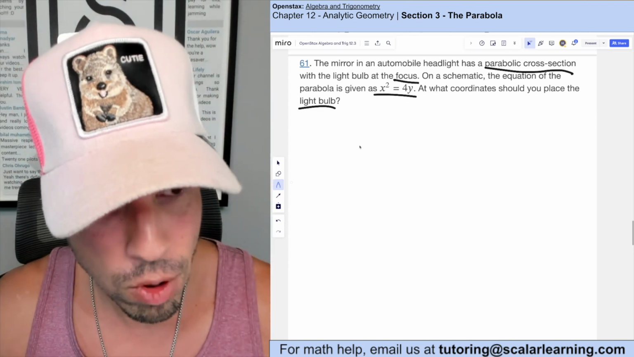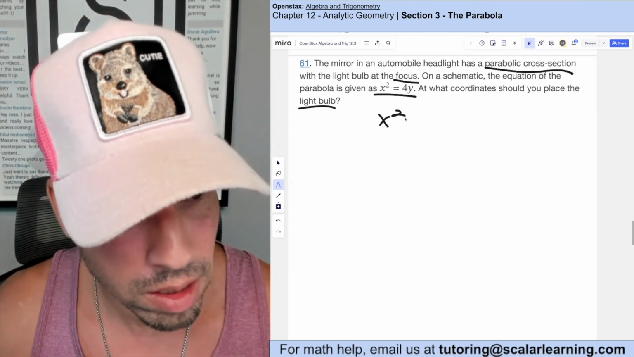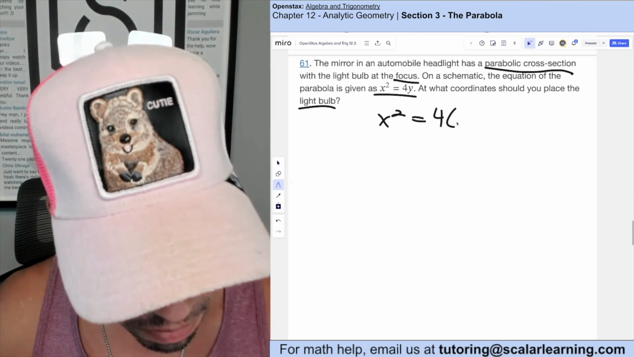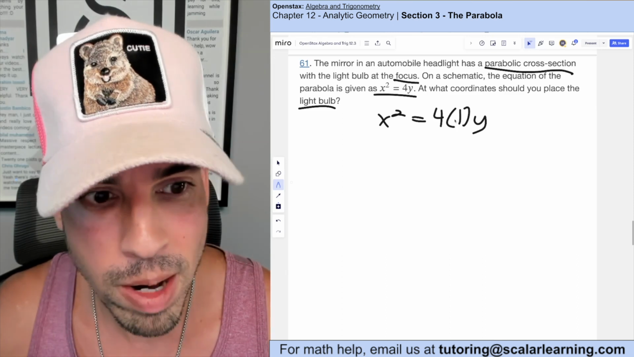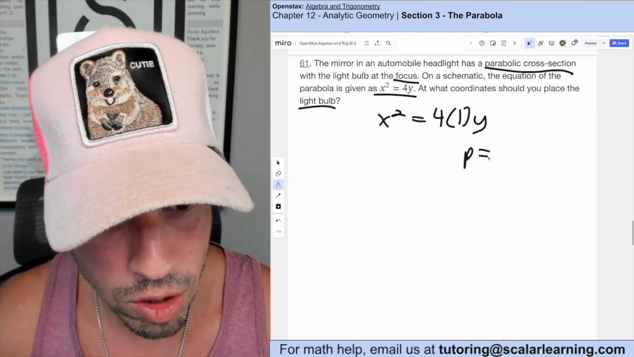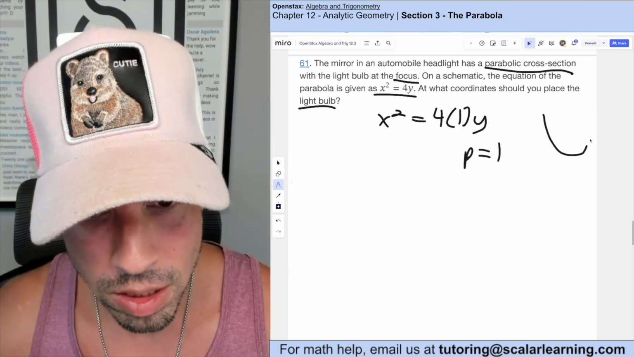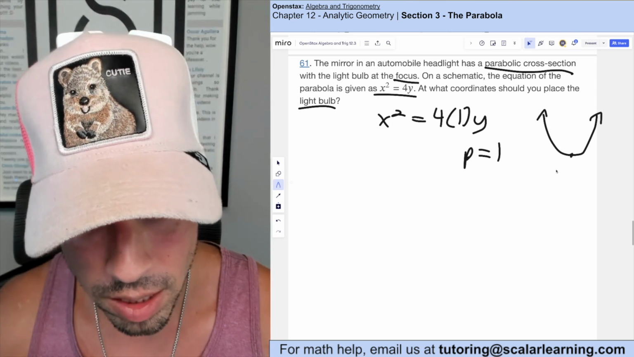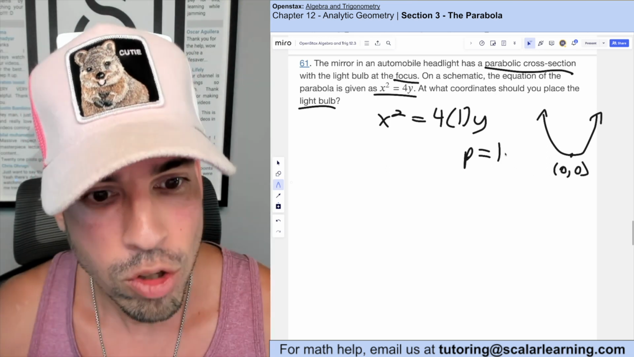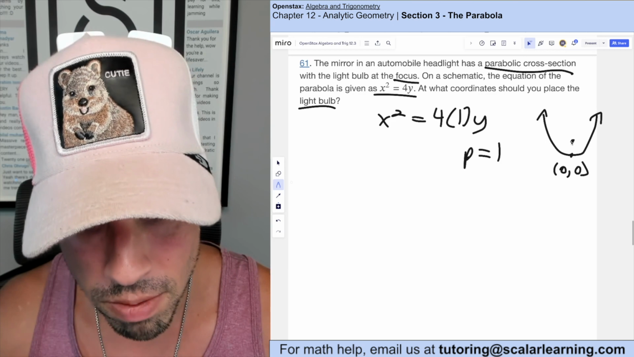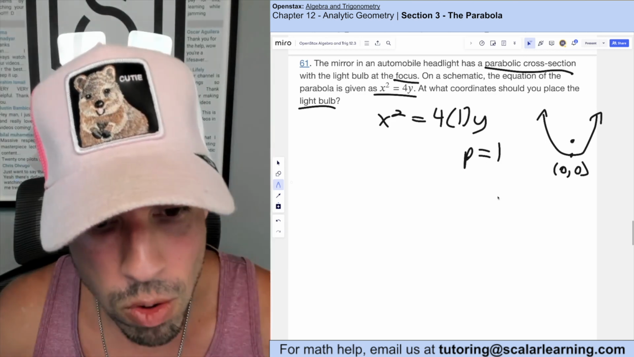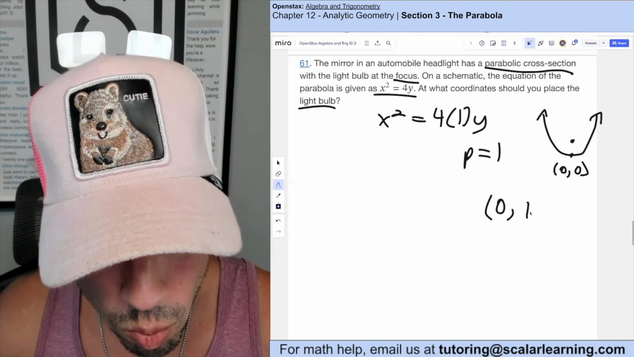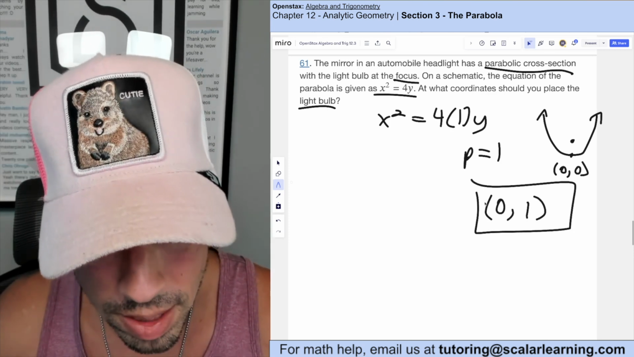Where is the focus? Okay, so I'm going to rewrite this as x squared equals, and I'm going to extract the 4 out, but really there's just a 1 left. But that's helpful because that tells me my p-value. Okay, so my p-value is 1, and this is a parabola that's opening up, right, with a vertex at 0, 0. So the focus is going to be above that by exactly a distance of 1, which means the focus is at 0, 1. That's where you place the light bulb. That's how you do it.